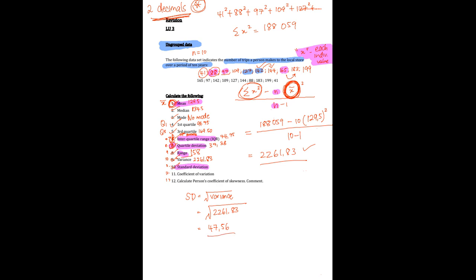Then the next one is your coefficient of variation. Your coefficient of variation is calculated as the standard deviation. I'll write it here, coefficient of variation. It's your standard deviation over your mean, which is X bar, times 100. So this is expressed as a percentage, which is why we are multiplying by 100.